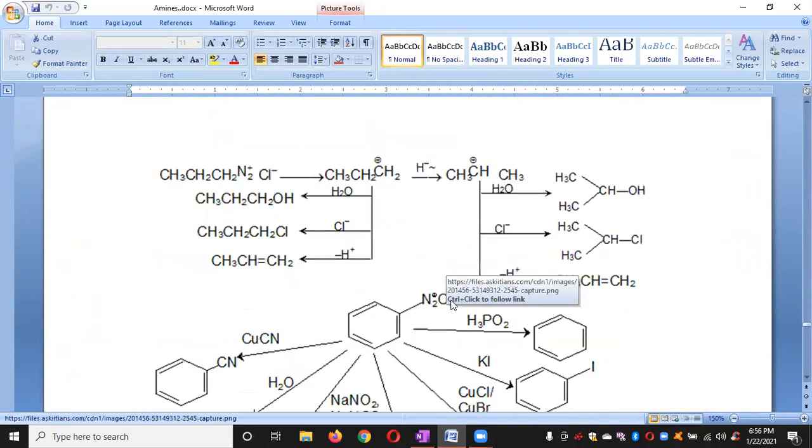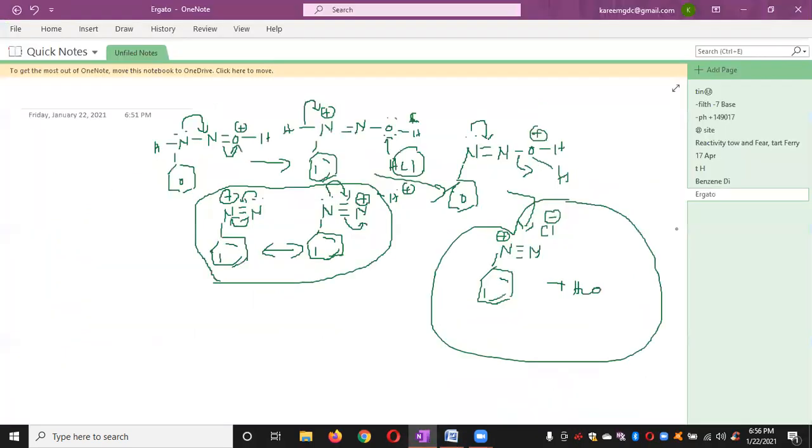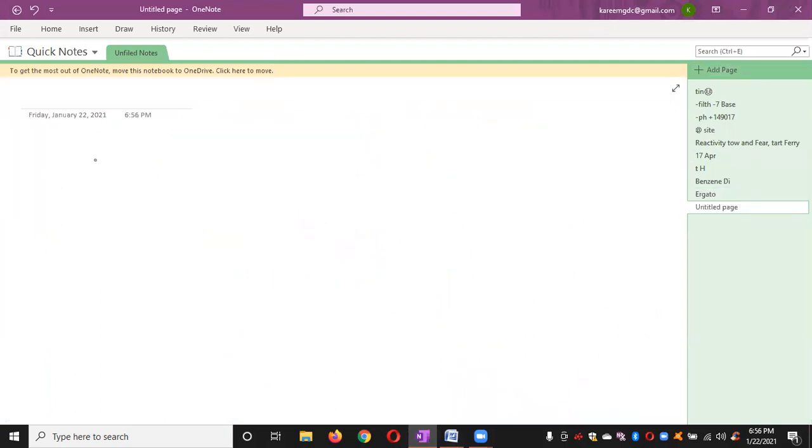So generally it has synthetic applications. This benzene diazonium ion is very important in organic chemistry. Why? Because most of the organic compounds cannot be prepared by conventional methods.